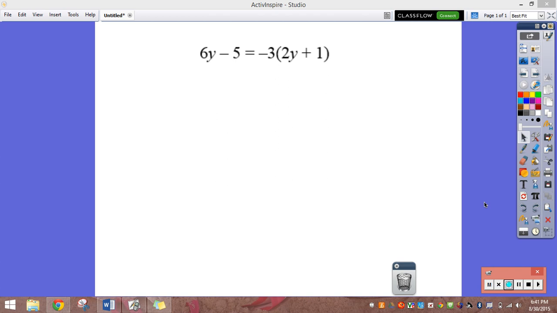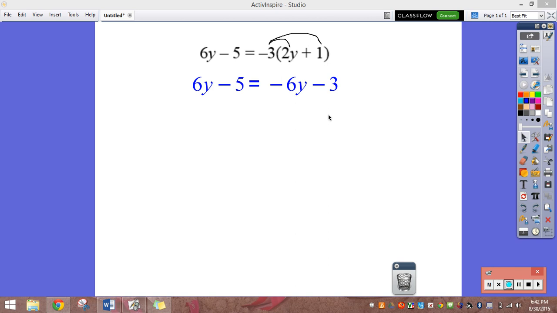When I'm solving an equation, if I have parentheses and a number to distribute, like this negative 3, the first thing I want to do is distribute so I can get rid of those parentheses. Distribute means multiply. Multiply negative 3 times 2y and negative 3 times 1. Once you multiply that out, your resulting equation would be 6y minus 5 equals negative 6y minus 3.